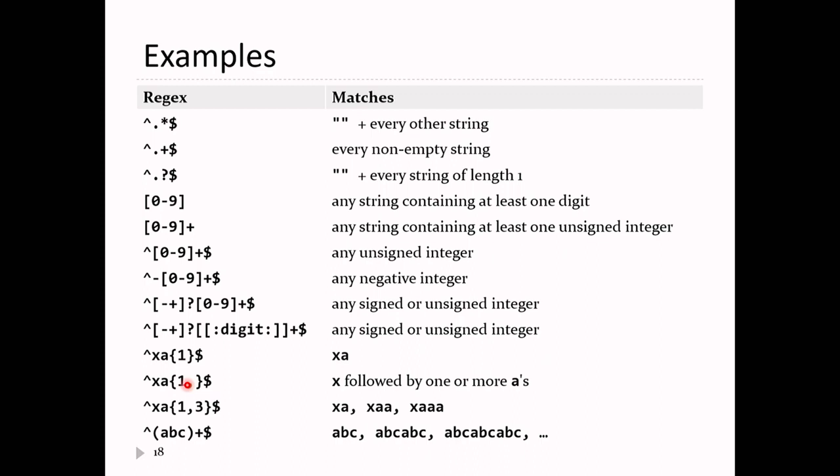1 comma means one or more. So this is X followed by one or more A's. 1 comma 3 means one A, two A's, or three A's. So XA, XAA, and XAAA.